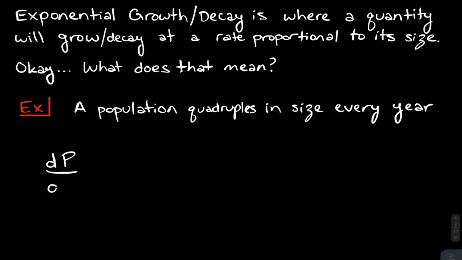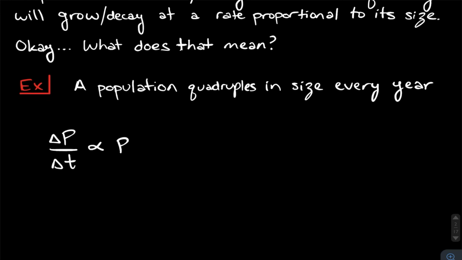And we can call that dp dt. Or since I'm not really going to deal with any calculus yet, we're going to call that delta p over delta t, okay? And that is going to be increasing at a rate proportional to its size. So its size is just itself. Like the size of the population is measured by p. If p is 2,000, that means the size of your population is 2,000. So these things are proportional. So that means if you want to have an equation here, you could write this as delta p over delta t is equal to some constant k times p.